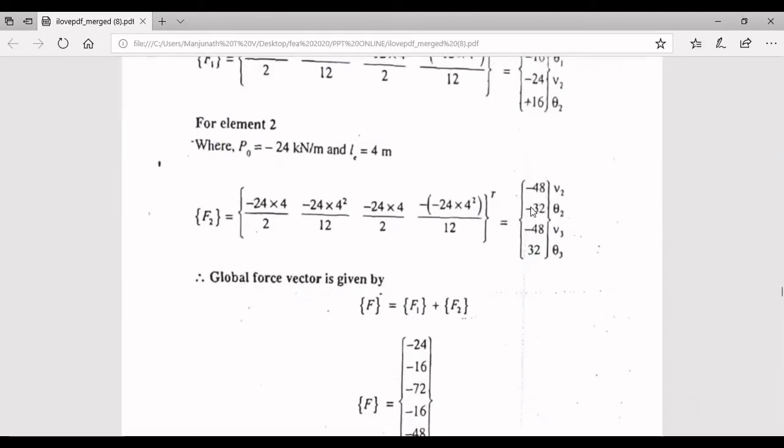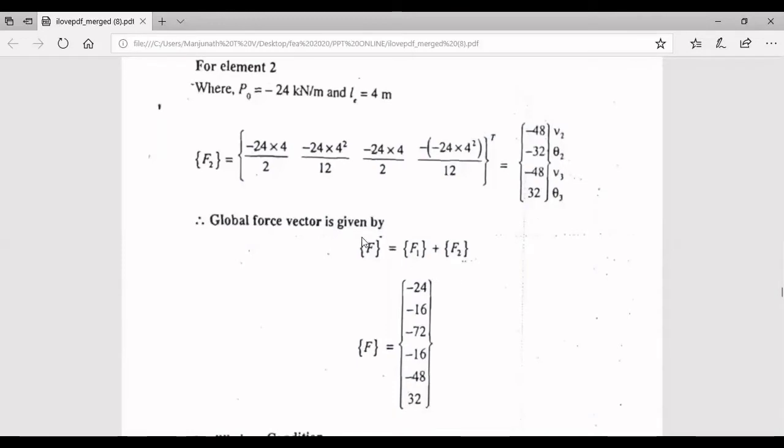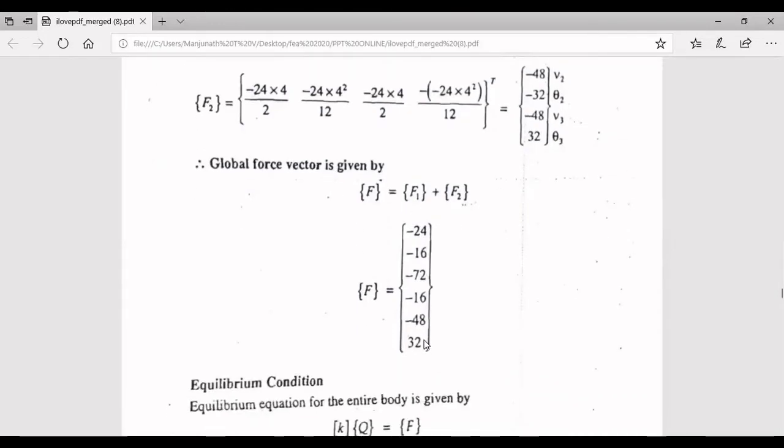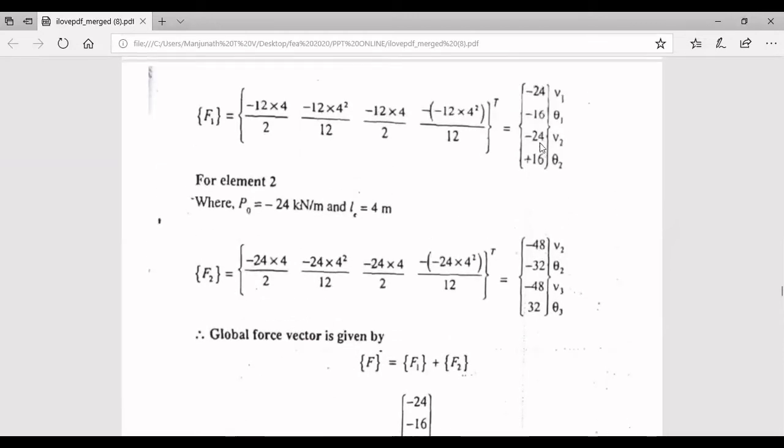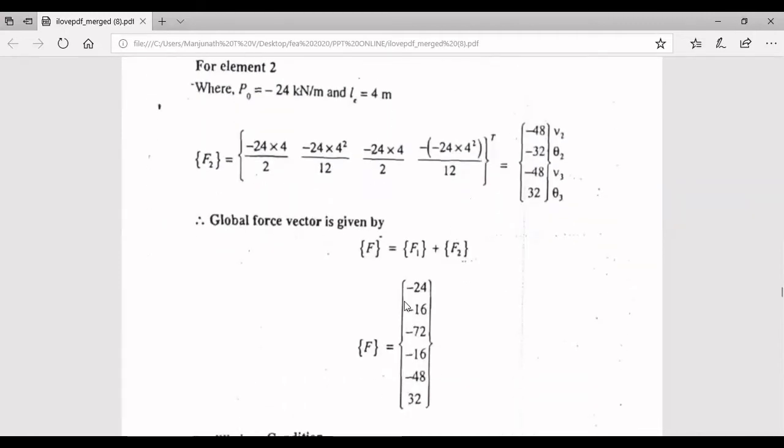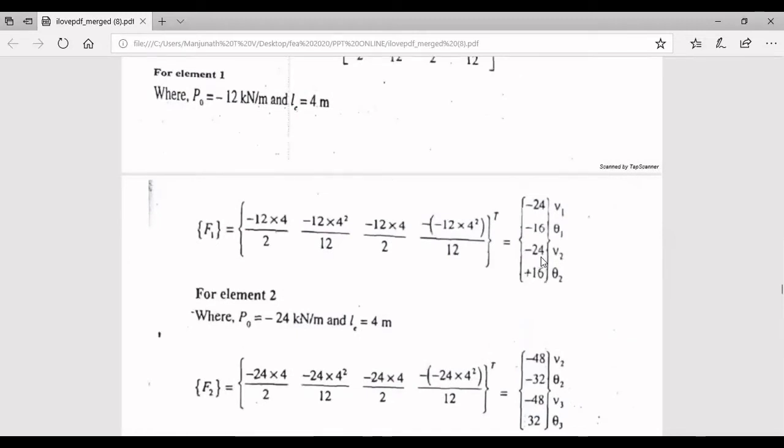So node 2 is common, so at node 2 we need to add the force vector values. Writing this gives the overall, or global, force vector values. So we add the first element force vector and the second element force vector. In the first element, we have minus 24, minus 16 at node number 1. Node number 1 does not have any link, so you can directly write minus 24, minus 16. And at node number 2, minus 24 plus 16 is there.